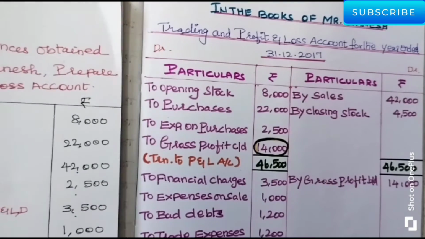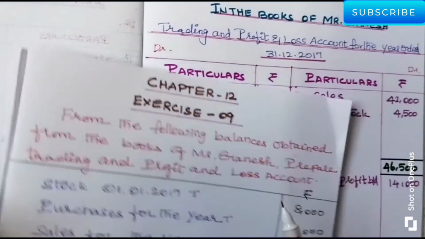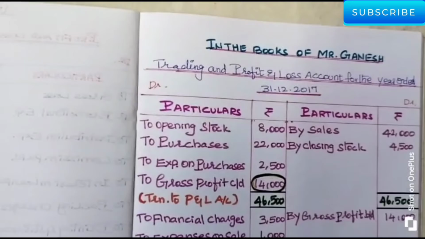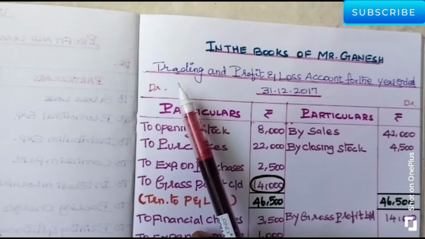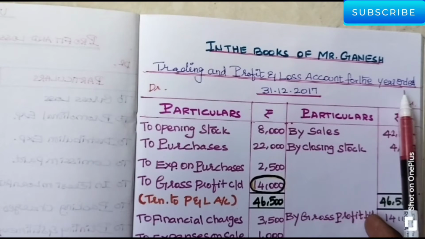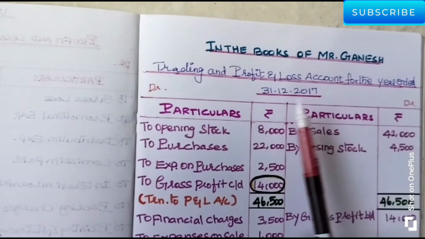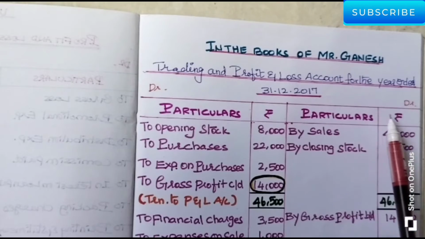Before that, whose books are we going to prepare? Mr. Ganesh's books, right? So we have to enter the title, that means heading. The heading is in the books of Mr. Ganesh. Mr. Ganesh trading and profit and loss account for the year ended 31st December 2017. Debit, credit. Debit side we have two columns, that is particulars and rupees. Credit side also we have two columns, particulars and rupees. Okay.